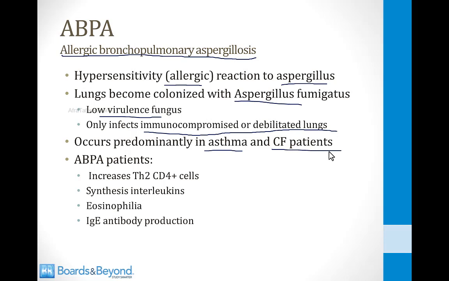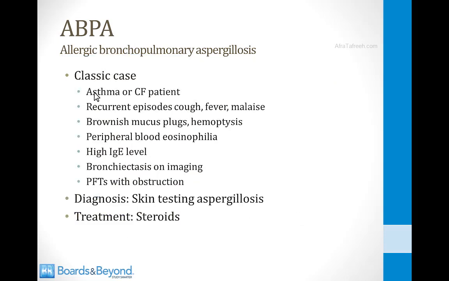What's going on at the immunological level is these patients have increased CD4 counts and they have high levels of interleukins. In their blood, you'll see eosinophilia, and this is a key tip-off that ABPA may be the diagnosis. You'll also see high levels of IgE, and testing for IgE is sometimes done to help diagnose this condition. So the classic case of ABPA is going to be a patient with asthma or cystic fibrosis who has recurrent episodes of cough, fever, and malaise.